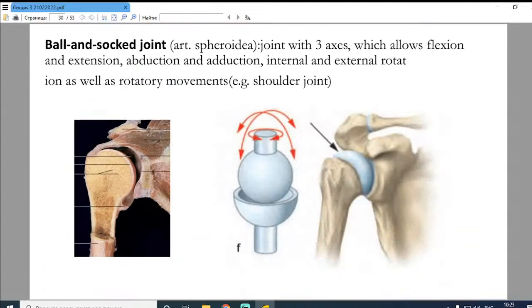Next, ball and socket joint, articulatio spheroidea, a joint with three axes, which allows flexion and extension, abduction and adduction, internal and external rotation, as well as rotatory movement. For example, shoulder joint. Three axes, ball and socket joint.